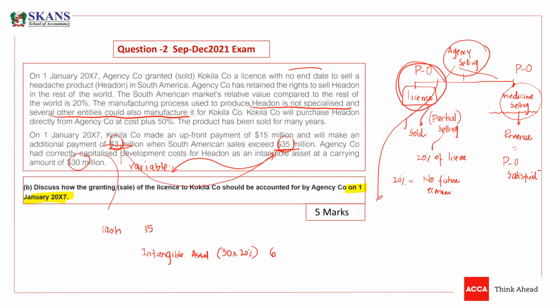But if this upfront payment has some element, because we are actually doing a contract where you are going to sell at cost plus 50%, you are actually selling two POs. So maybe this 15 million includes some amount related to revenue and some amount related to the license. So you need to split. Otherwise, the profit on disposal would be 9.